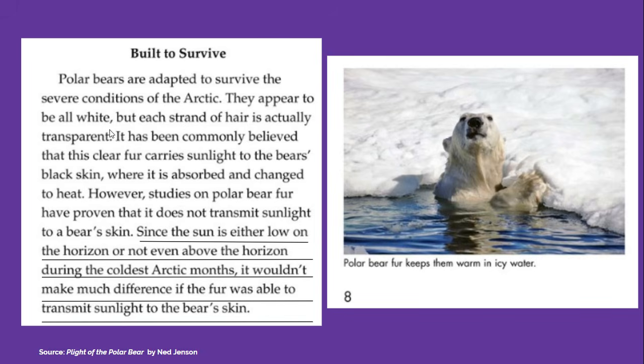They appear to be all white, but each strand of hair is actually transparent. Is that a simple, compound, or complex sentence? That's a compound sentence. They appear to be all white is an independent clause. Each strand of hair is actually transparent. That could also stand by itself. We know it's a compound sentence because it's got a comma and one of these connecting words here, but.